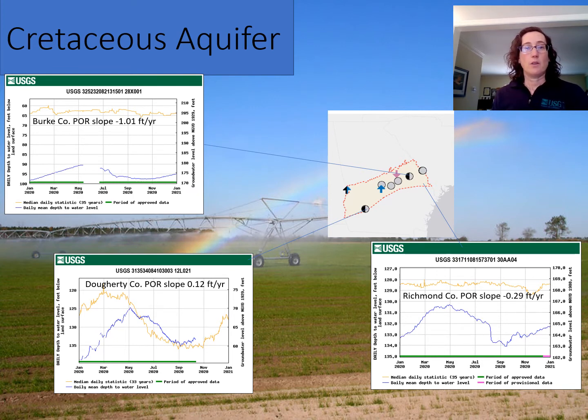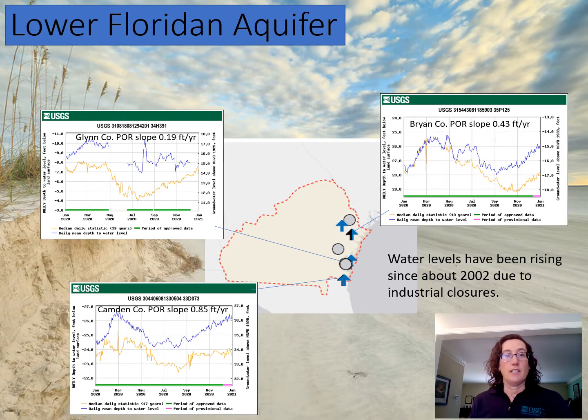So in the Cretaceous Aquifer, water levels were below median levels in Burke and Richmond counties and in Dougherty County until June, when water levels rose to near median levels. The long-term water levels are declining in Burke and Richmond counties, but increasing slightly in Dougherty County. In the lower Floridan Aquifer, which is used in southeast Georgia, water levels were primarily above median levels during 2020, and the long-term water levels have been increasing in these 3 counties.